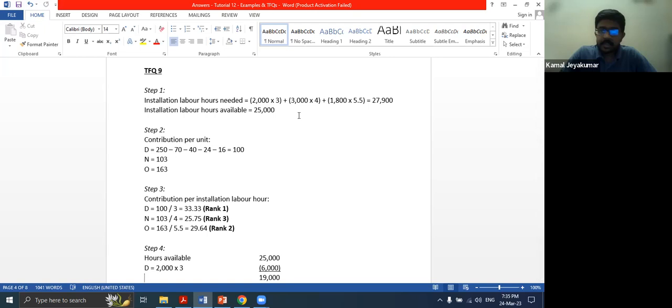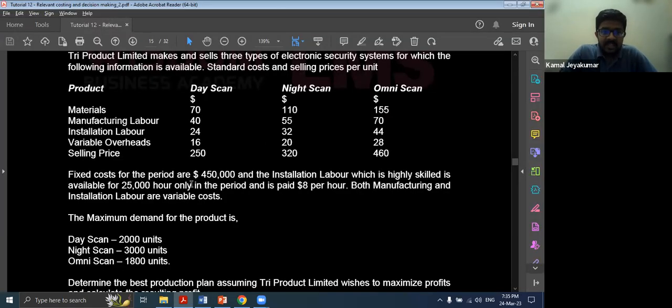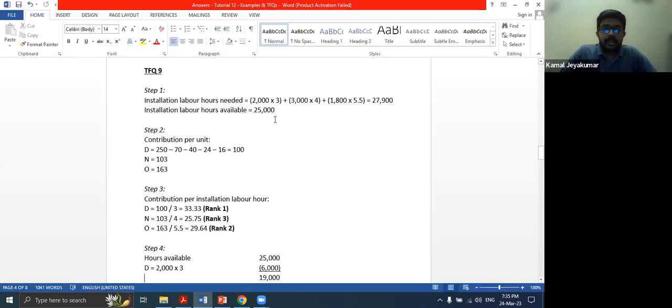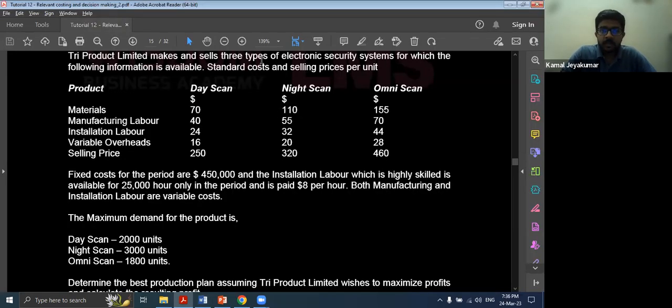Is that clear? In a question like this, step number 1 is to identify what the limiting factor is. In this question, they have made it easy for us and already given what the limiting factor is, so we just need to confirm by doing this calculation. But if they didn't say what the limiting factor is, and just gave us the available hours and the available material, like materials, manufacturing labor, installation labor, we have to do this for each resource and identify the limiting factor. Does anybody have a problem with recognizing that installation labor is a limiting factor, where the availability of a resource is less compared to the requirement? Does anyone have any problem there?